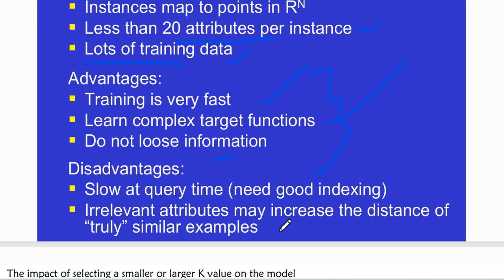Irrelevant attributes may increase the distance of truly similar examples. That means here we are considering all the features, and among those features, some may be irrelevant. Those irrelevant features may impact the final class of the test point. This is another drawback of the KNN algorithm.